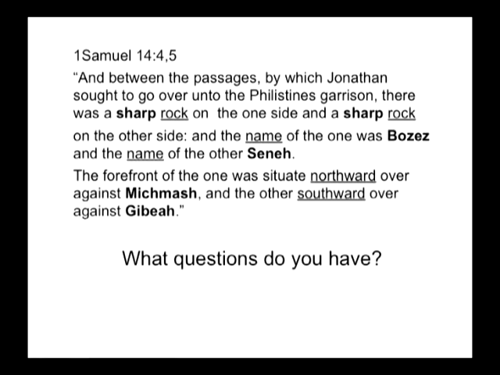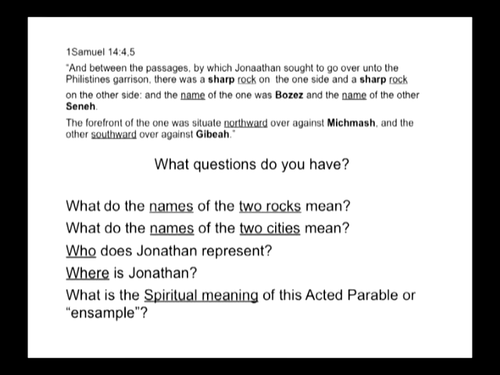Now what questions do you have as you read this verse with me? Well, wouldn't you want to know why in the world these rocks are named? Why is it so specific to tell us the direction that these cities are located at and their names? These were my questions when I studied this passage. What do the names of the two rocks mean? What do the names of the two cities mean? Who does Jonathan represent? And where is Jonathan? What is the spiritual meaning of this acted parable or ensample?